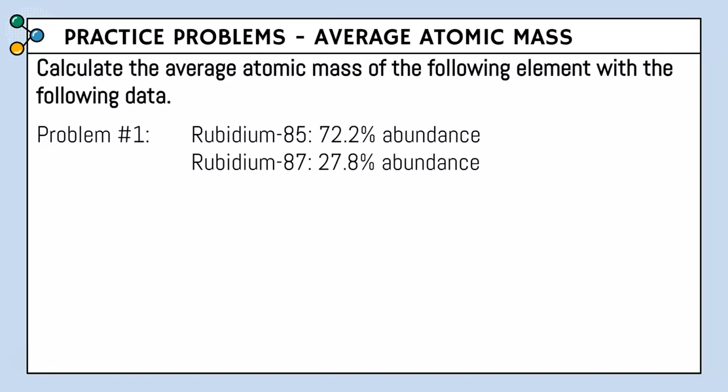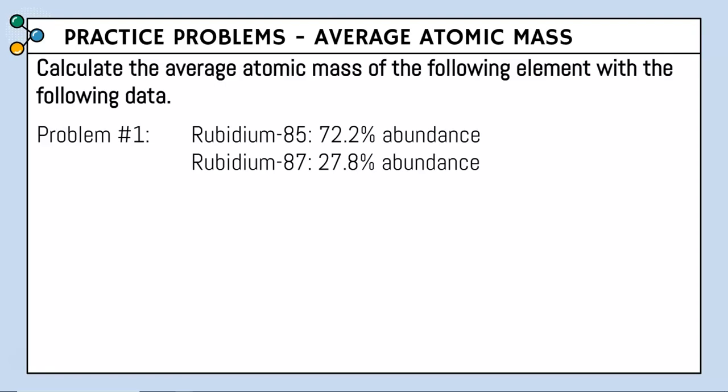We're going to calculate the average atomic mass of the following elements with the following data. Problem number 1, we have two data for rubidium isotope. We have rubidium-85, which has a 72.2% abundance, and rubidium-87, which has a 27.8% abundance.